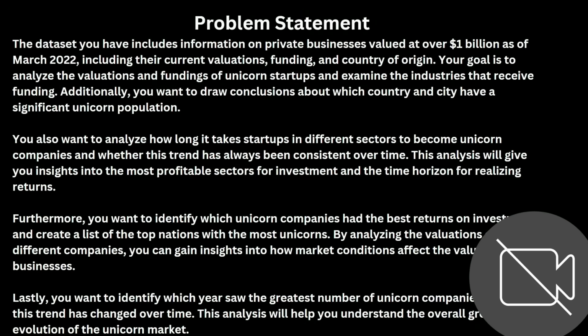So the problem statement is the data set you have includes information on private businesses valued at over $1 billion as of March 2022, including their current valuation, funding, and country of origin. Your goal is to analyze the valuation and funding of unicorn startups and examine the industries that receive funding. Additionally, you want to draw conclusions about which country and city have a significant unicorn population, which can be done by using a map or filters.